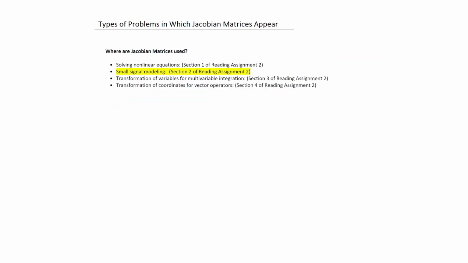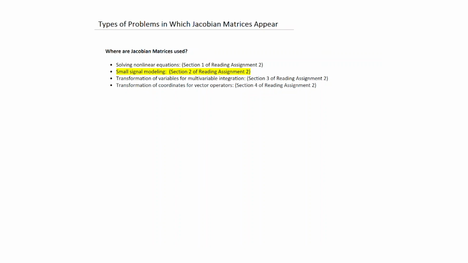All right, so to be specific, where are Jacobian matrices used? Well, we use them to solve nonlinear equations, and there is a discussion of this in section 1 of reading assignment 2. You're not responsible for the material, but nevertheless, you might be interested in looking at it if you ever got time, because the matrices are used to solve nonlinear equations.